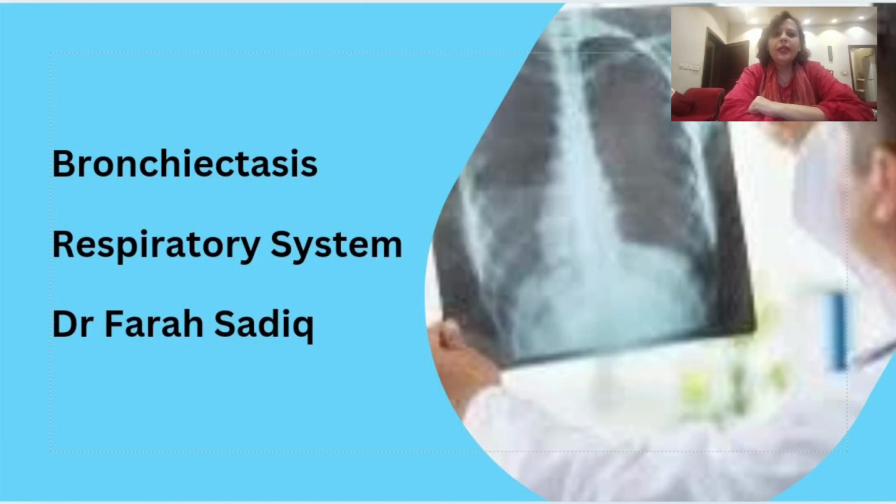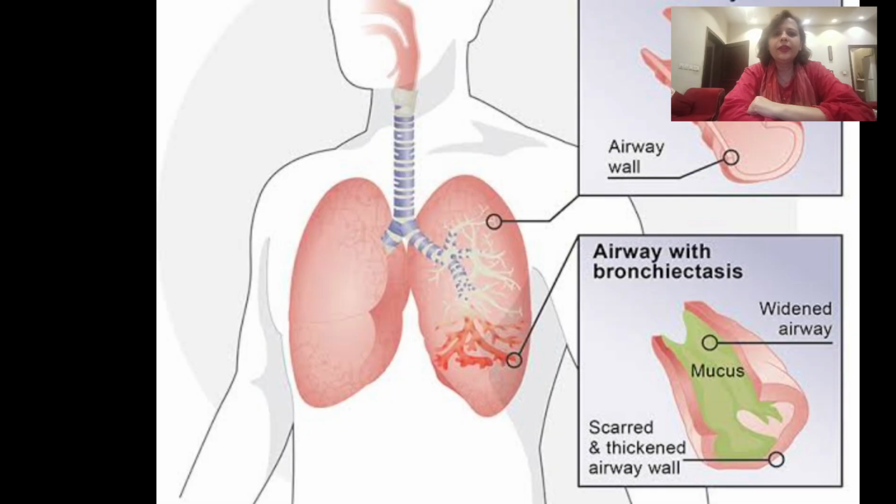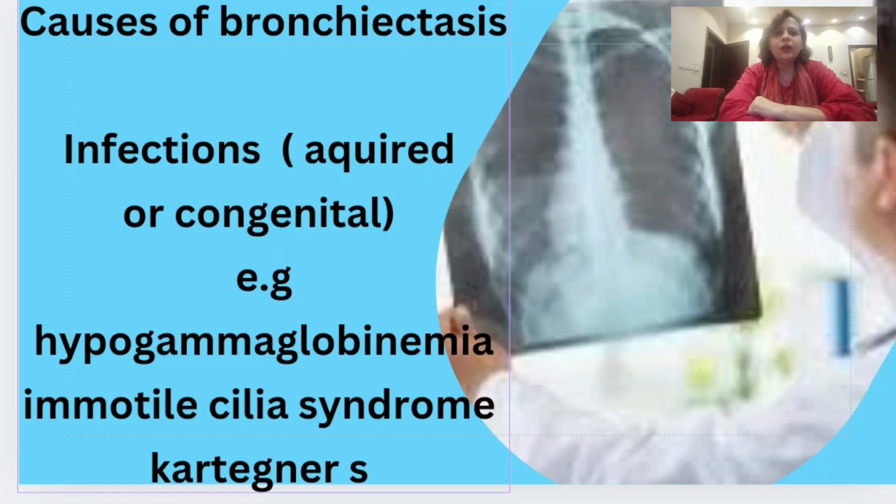Hello guys, today I will discuss bronchiectasis and cystic fibrosis. Bronchiectasis is usually a sequela of different diseases. Recurrent inflammation of the bronchi leads to permanent dilatation of the bronchi, and when the bronchi get dilated, there is further infection. So it is a vicious circle.